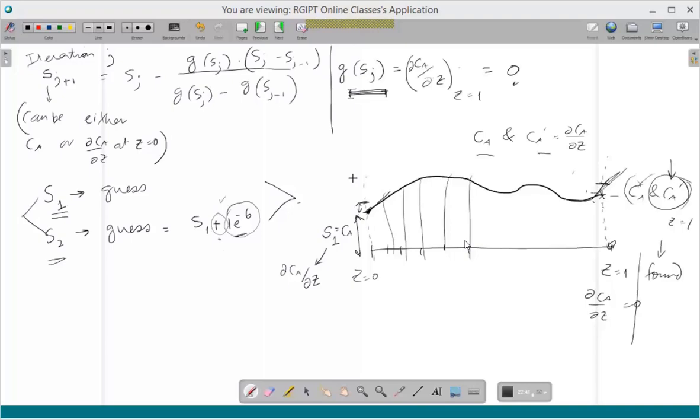Whatever the change is, you calculate again, and now your del CA by del Z will be updated. Maybe the slope will slightly go down. Then again calculate this result and look at the other end. Has the slope changed or not? Has the slope become better, meaning are we approaching a slope of 0? If it was positive or negative, has its magnitude become smaller or not?